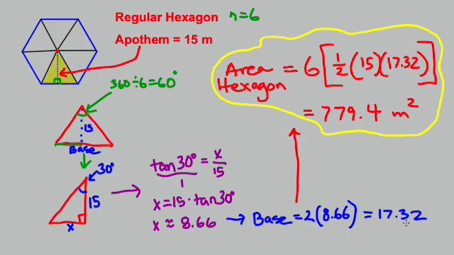And at this point, you're all set. We're going to have 6 triangles. This time I'm going to go 1/2 times the height next, and then times the base. So it'll be 15 times 17.32 multiplied by 1/2, and then multiplied by 6. And if you do that correctly, it'll be 779.4, and then our units was meters, so it'll be square meters.